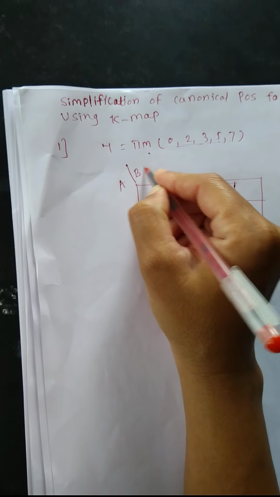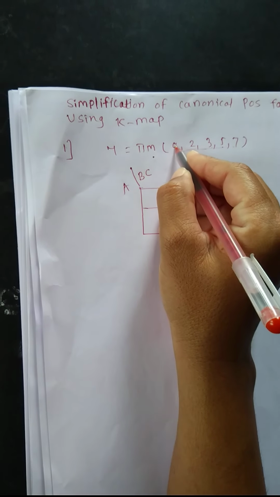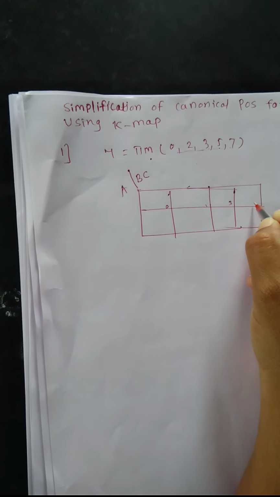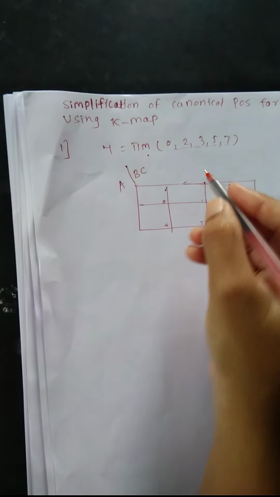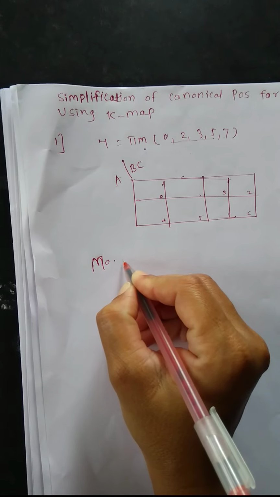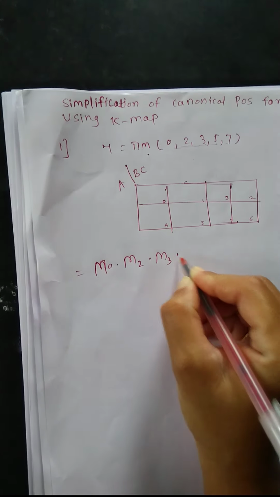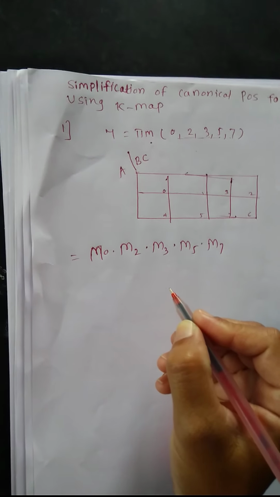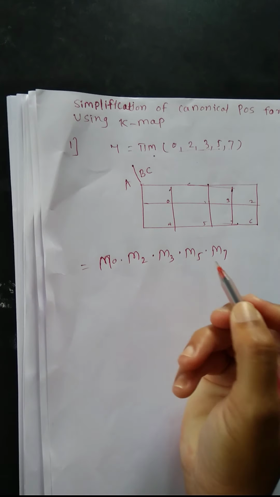So A, B, C, and in this expression, this is M0, with the cell positions 4, 5, 7, 6. This 0 is M0. The expression is M0 into M2 into M3 into M5 into M7. These are the POS terms, the max terms.